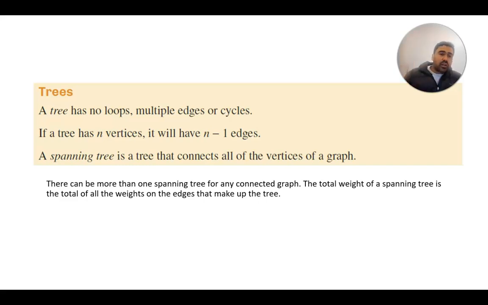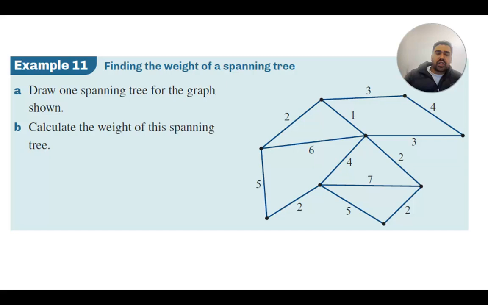Now there can be more than one spanning tree of a connected graph, so there's multiple ways that you can draw subgraphs, which are considered trees, within a giant graph itself. The total weight of a spanning tree is the total of all the weights on the edges that make up that tree. So this is another important feature which we'll look into for this example here.